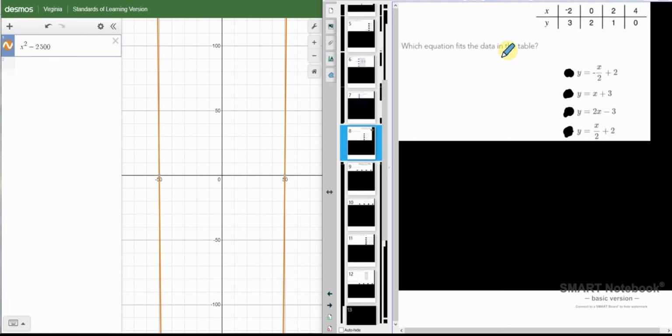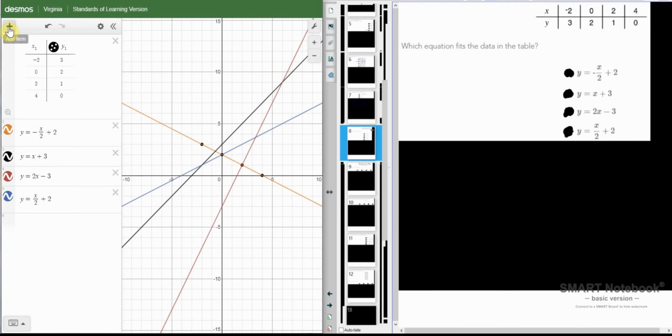Which equation fits the data in the table? All right, here we go. So again, I hit add item, I opened a table, I entered my data, right? Which equation fits the data? So you can see when I put my data in, it plotted those 4 points.